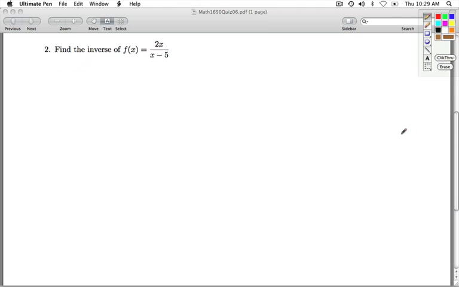Let's look at number 2. We're asked to find the inverse of this function. So when we're told to find the inverse of this function, we can assume it's 1-to-1. The first step is to write y equal f of x.